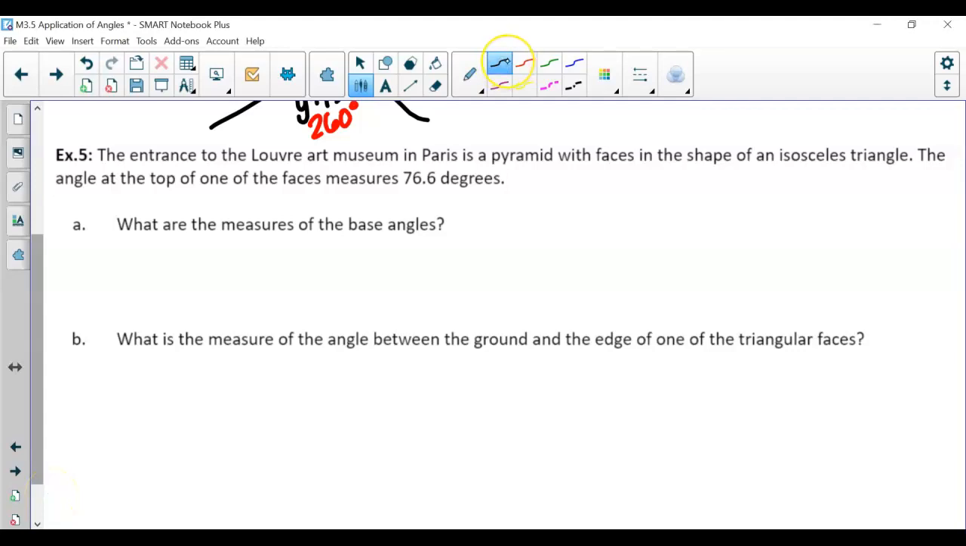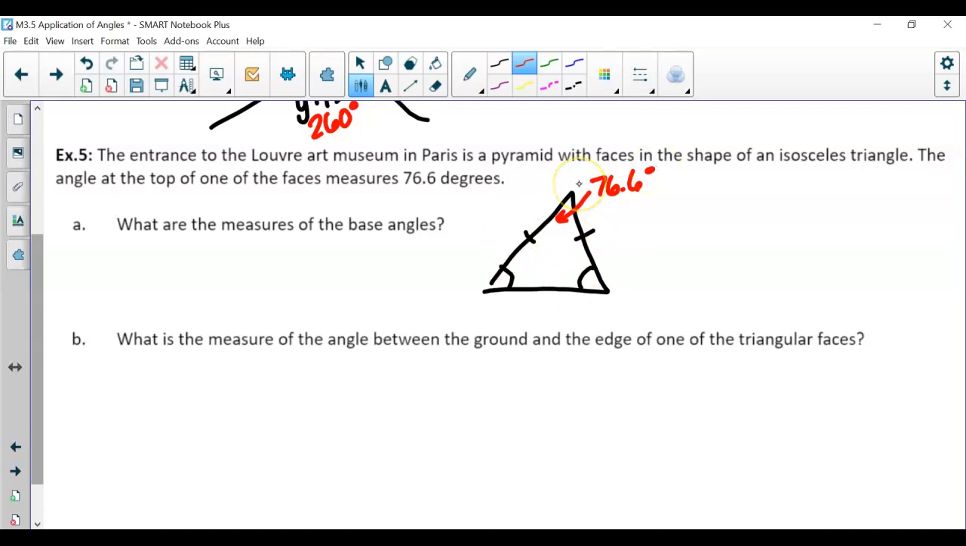And so here you should have noticed that this problem about the Louvre Art Museum is an isosceles triangle. The faces are isosceles. So what do we know about an isosceles triangle? The two base sides are the same. Now here it says that at the top of one of the faces, that means this angle is 76.6 degrees. So it's asking for what are the measures of the base angles.